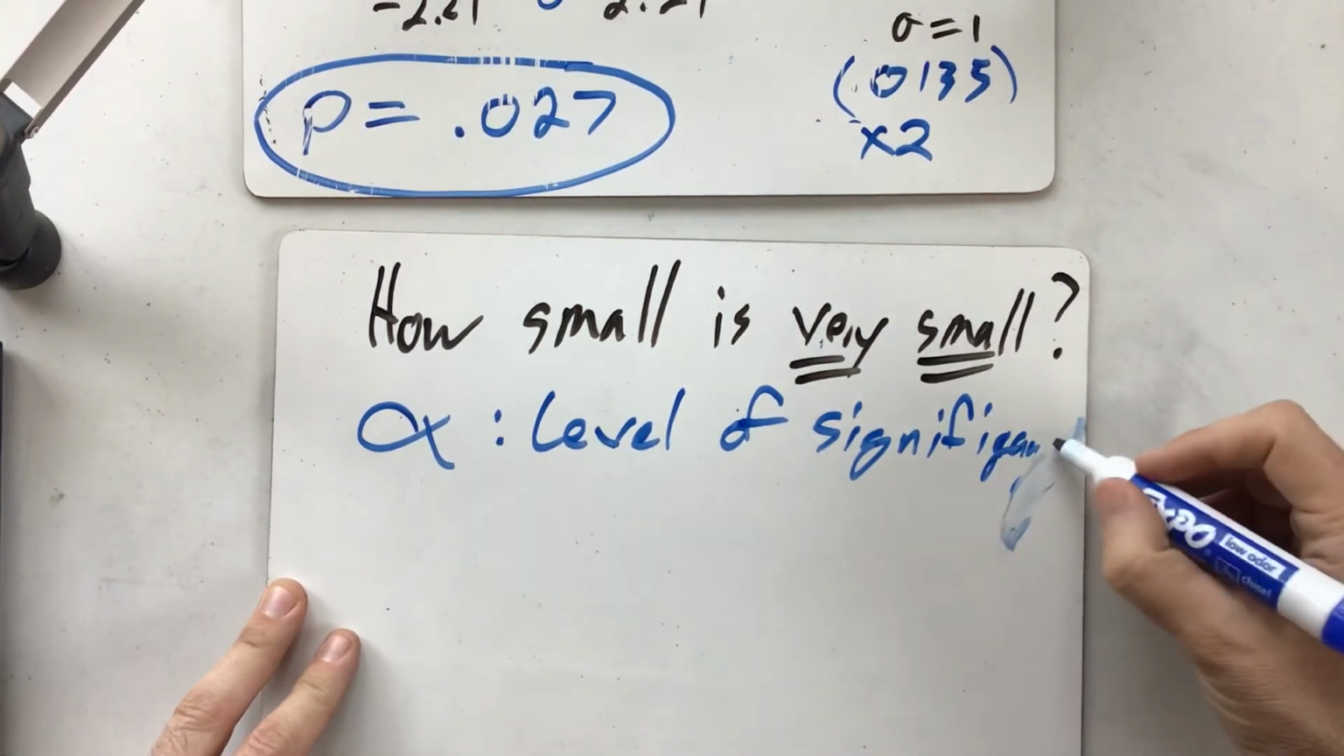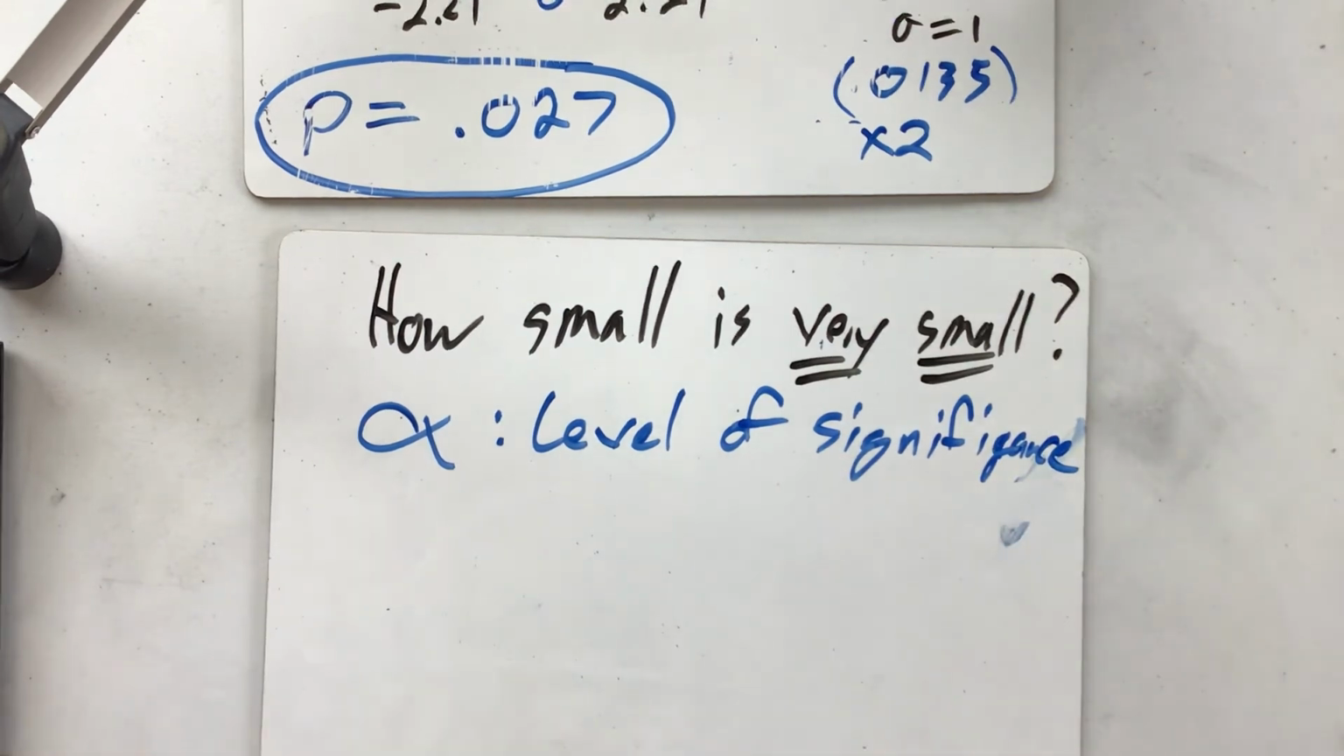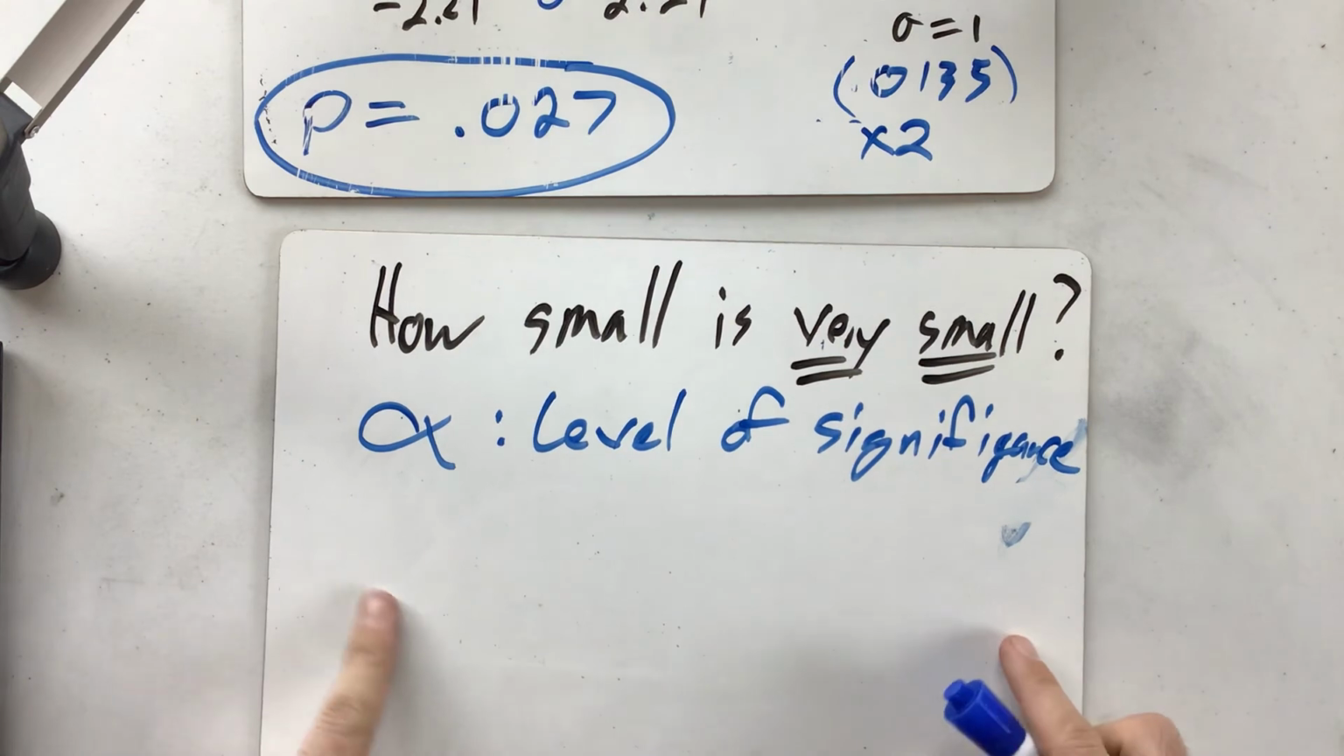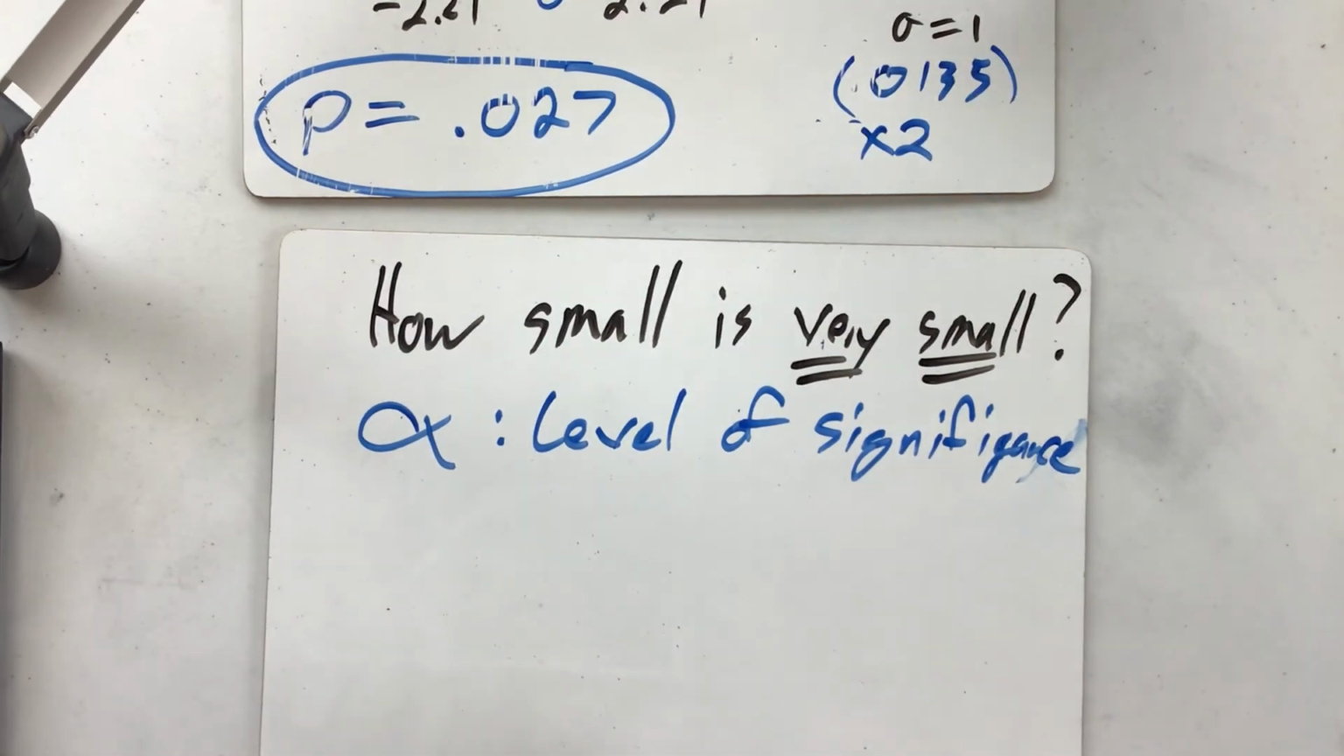Uh-oh, I got some letters wrong. Alpha is the level of significance. And what alpha is, is a choice for what point your cutoff point is going to be.